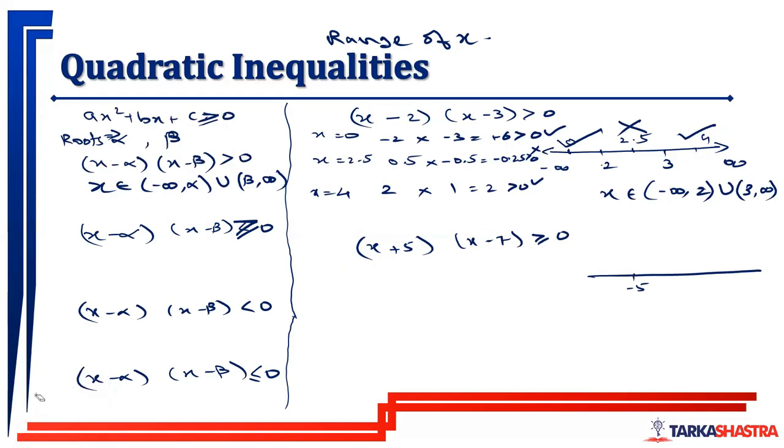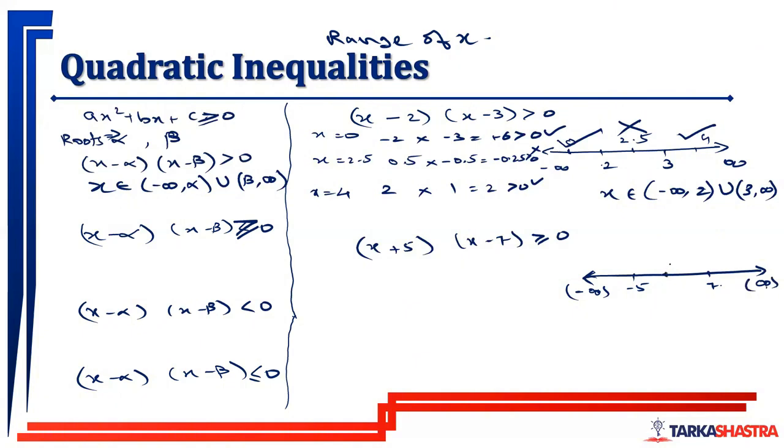Now here we have minus 5. X minus 7 equal to 0, then x is equal to 7. So the same value 7 we substitute. Now again there are three ranges: minus infinity to minus 5, minus 5 to 7, and 7 to infinity.